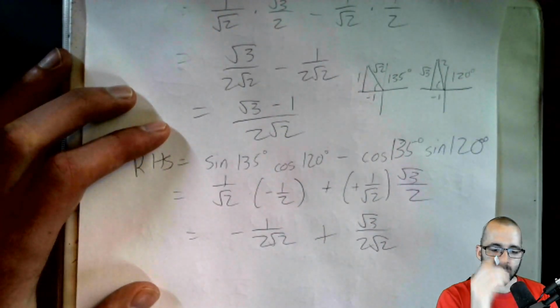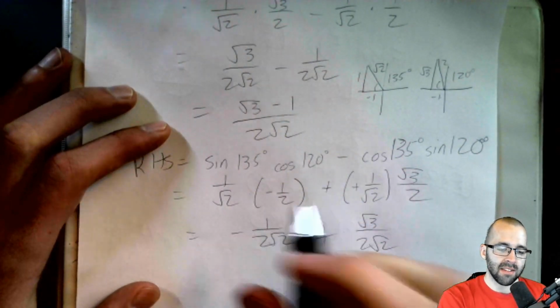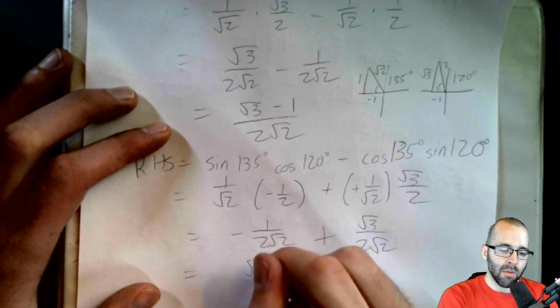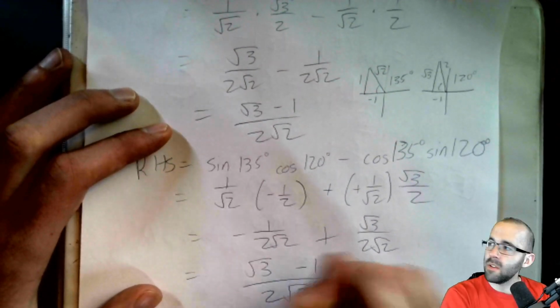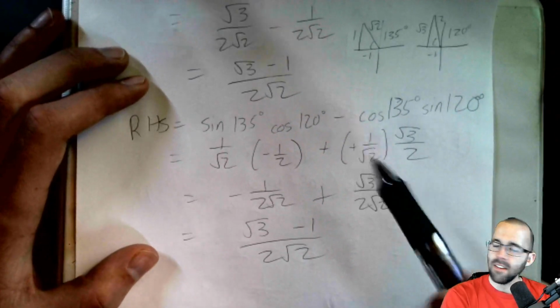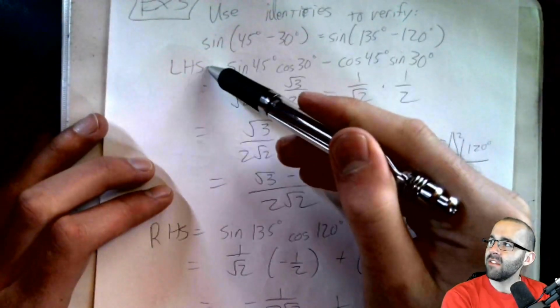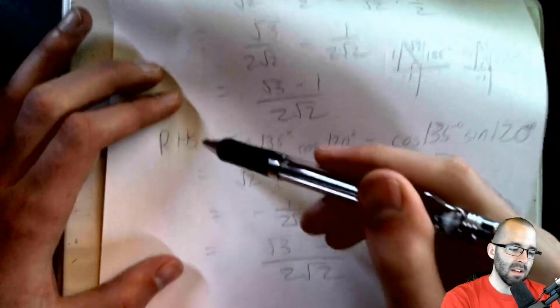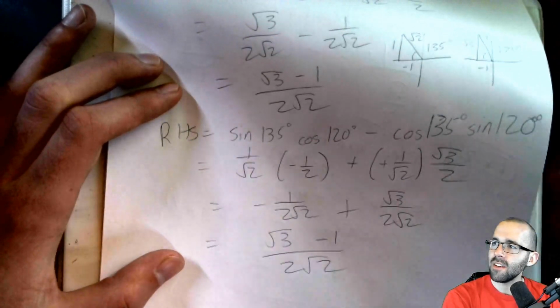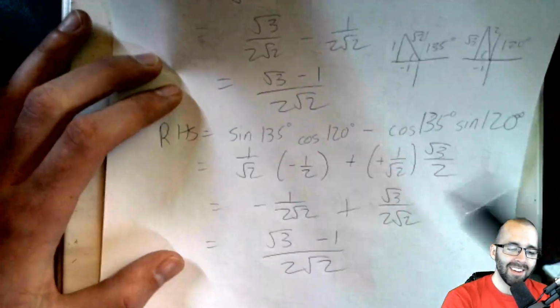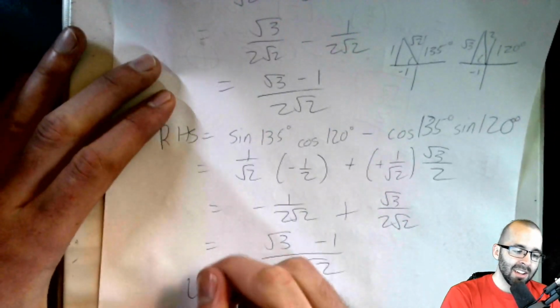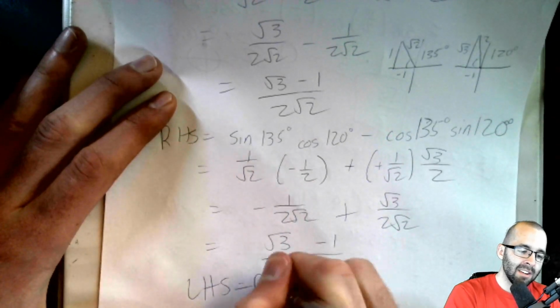And look what happens when we combine them. This minus that is what we get. Root 3 minus 1 over 2 root 2. And notice that the left-hand side was this. The right-hand side is also this. Yeah. They're equal. Left-hand side equals right-hand side as desired.